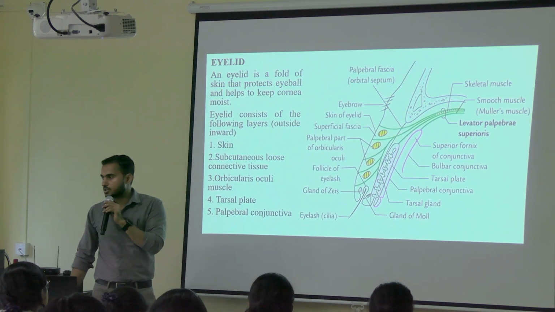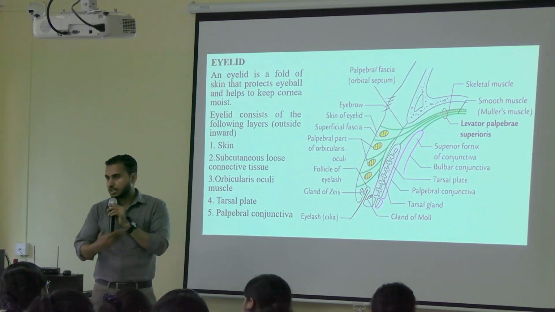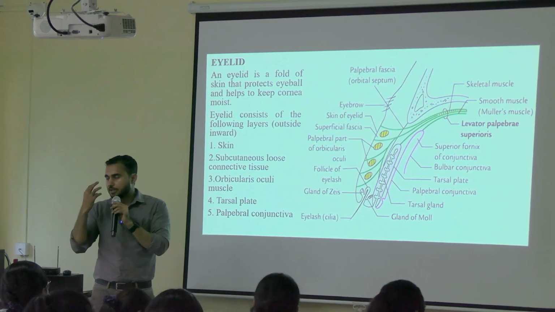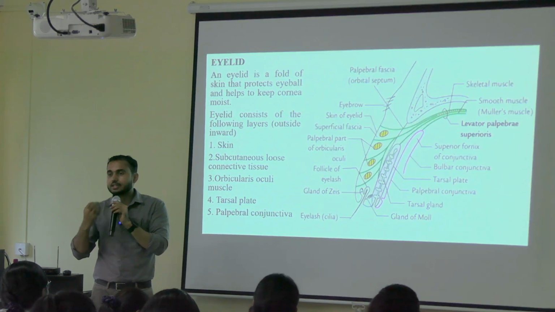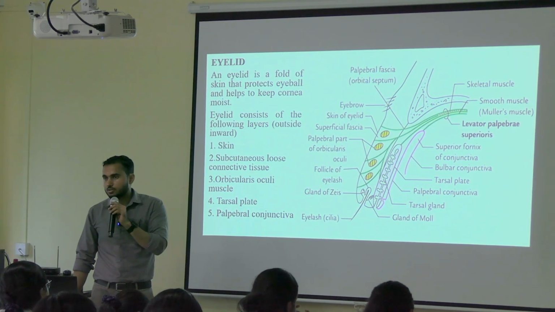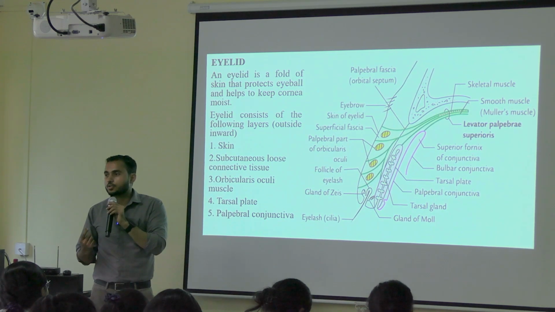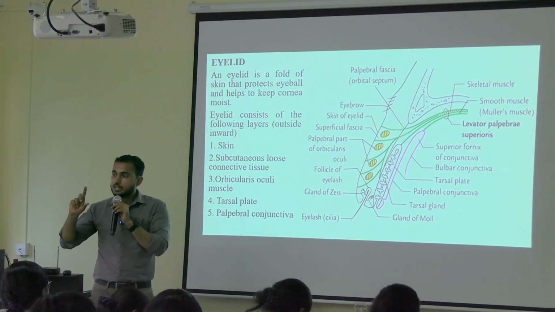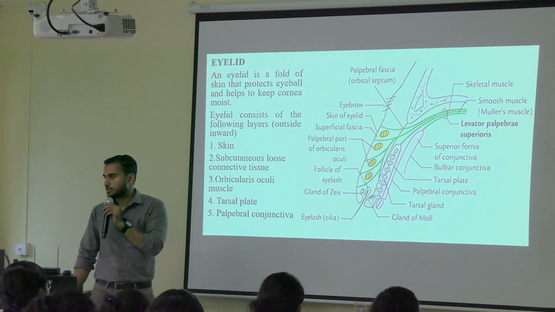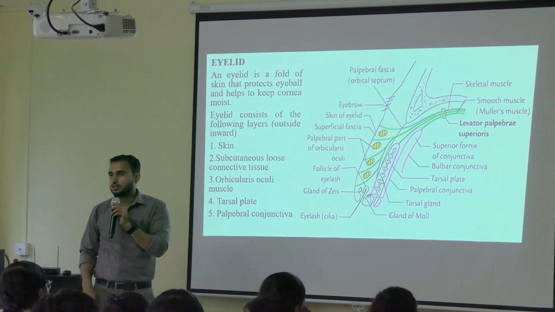You have studied levator scapulae. So what is the function? Here, levator palpebrae superioris means it will elevate. Whenever we are closing our eye, which muscle is acting? The orbicularis oculi muscle. Next, whenever we are opening our eye, which muscle is acting? It is the levator palpebrae superioris muscle. It will elevate the upper eyelid.